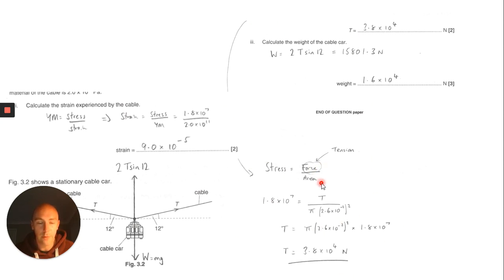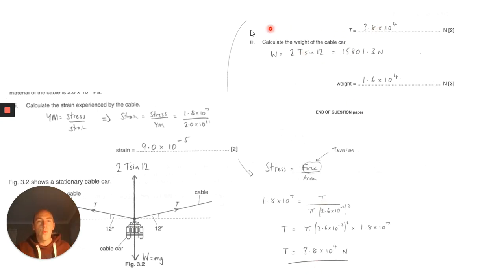So this goes from this question to here, and then up. Stress is force over area. The force is the tension. Stress is 8 times 10 to the 7. The area, I'm going to assume these cables are circular, and we know the radius is 2.6 times 10 to the minus 2 meters. Area of a circle is pi r squared. So pi r squared times the stress gives the force, which is 3.8 times 10 to the 4.